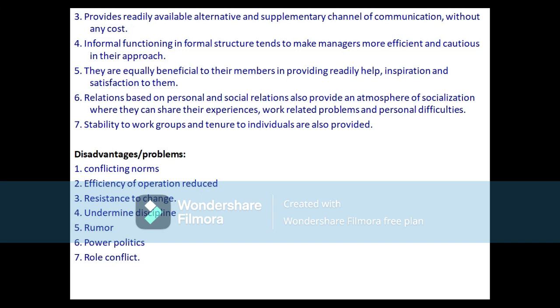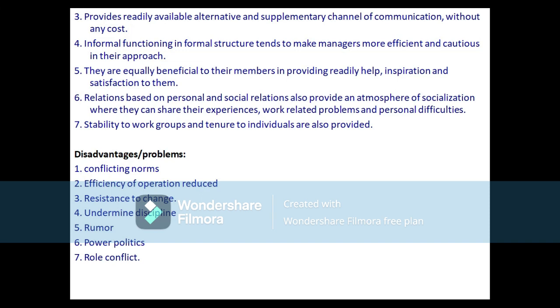Informal functioning, informal structure tends to make managers more efficient and cautious in their approach. So with informal communication they will have a good rapport with the members of the group, and if they have a good rapport with the persons who are working with them, it will make managers know about the efficiencies of those persons, and he will know what approach he should follow in order to get effectiveness in the employees. So that approach he will follow.